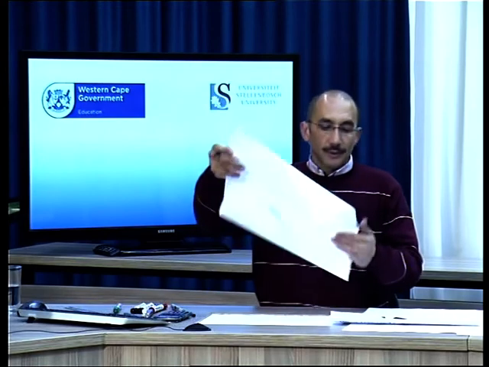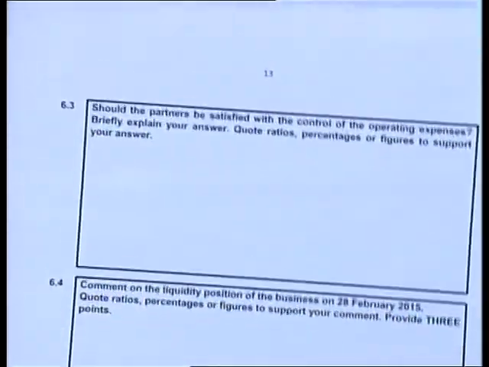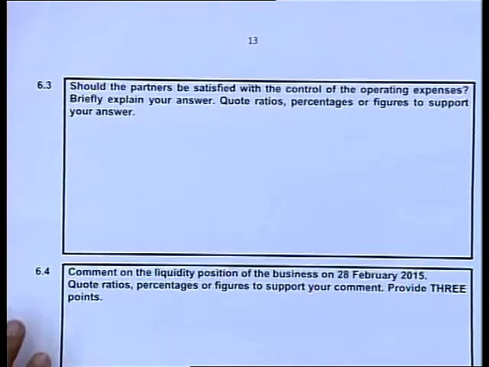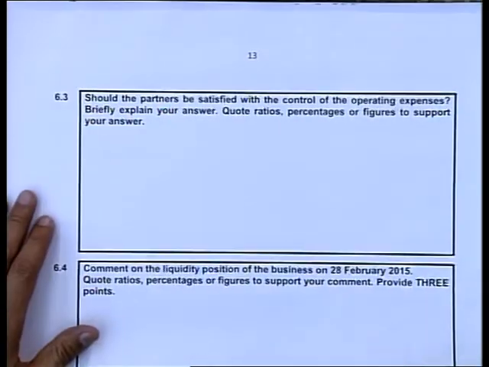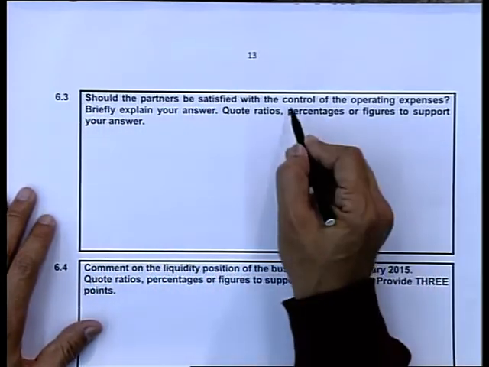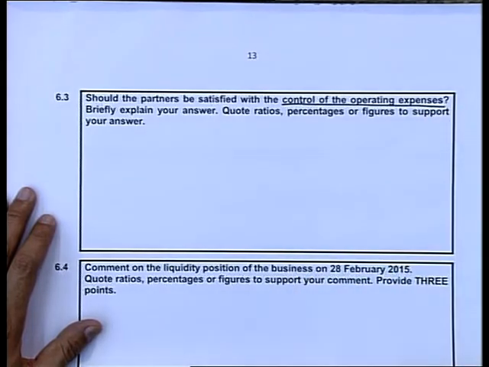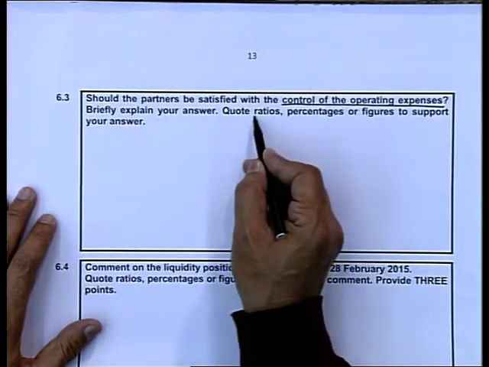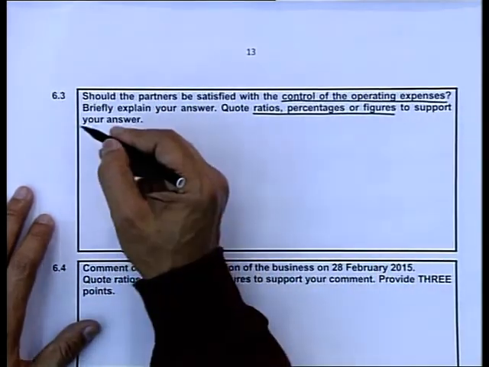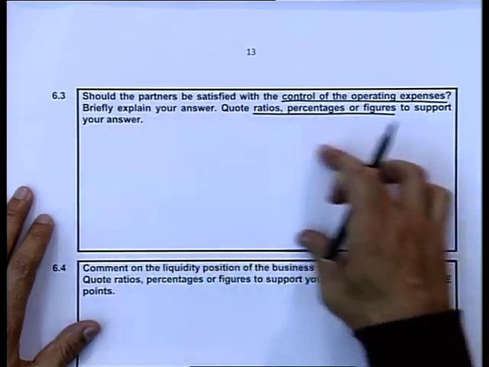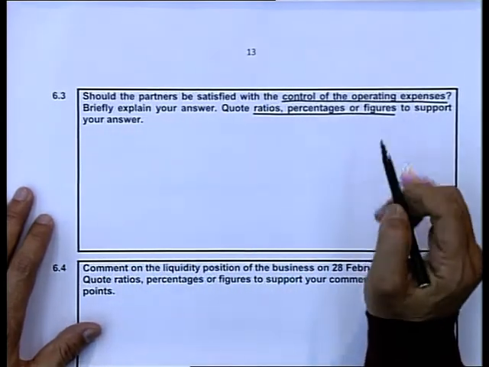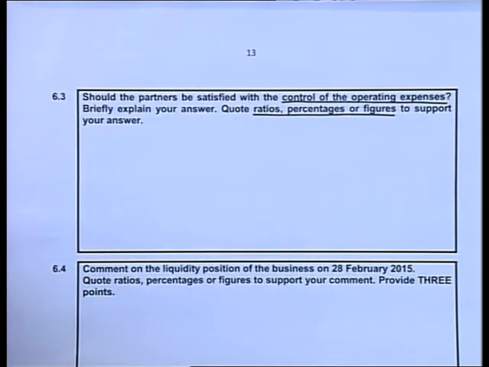But then the next question, which is 6.3. Okay, so what do they want over here? Let's see quickly. Here we go. Okay, now this question is all about interpreting again. Now they're asking, should the partners be satisfied with the control of the expenses? Okay, you have to explain, you have to quote the ratio, a percentage or figure to support your answer. So you might be saying a yes or no. But what you do first is look at what particular financial indicator they want you to quote in this particular case. Okay? Now you have to look at the financial indicators quickly.